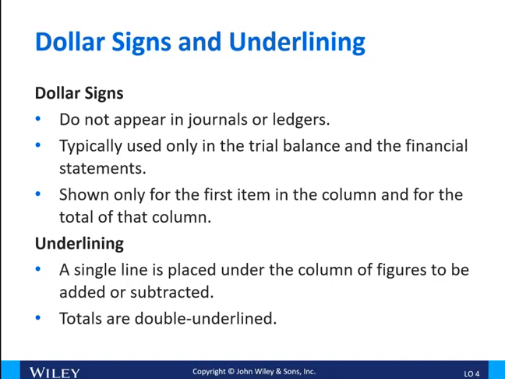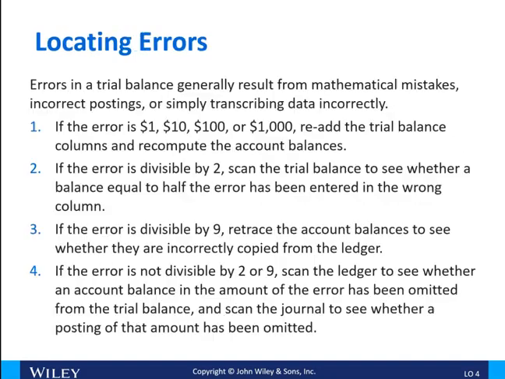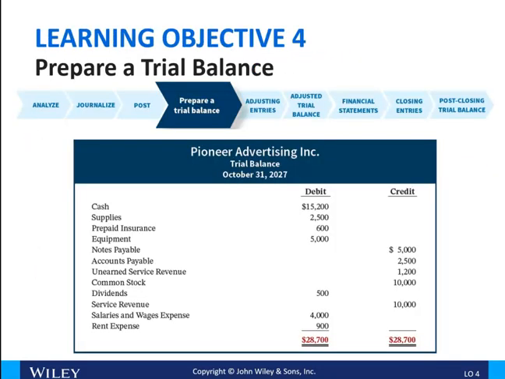Dollar signs. Dollar signs do not appear in journals or ledgers. They're typically used only in the trial balance and the financial statements. And they're shown only for the first item in a column and for the total of that column. Underlining: a single line is placed under the column of figures to be added or subtracted, and totals are double underlined. Okay, so let's jump back to the trial balance.